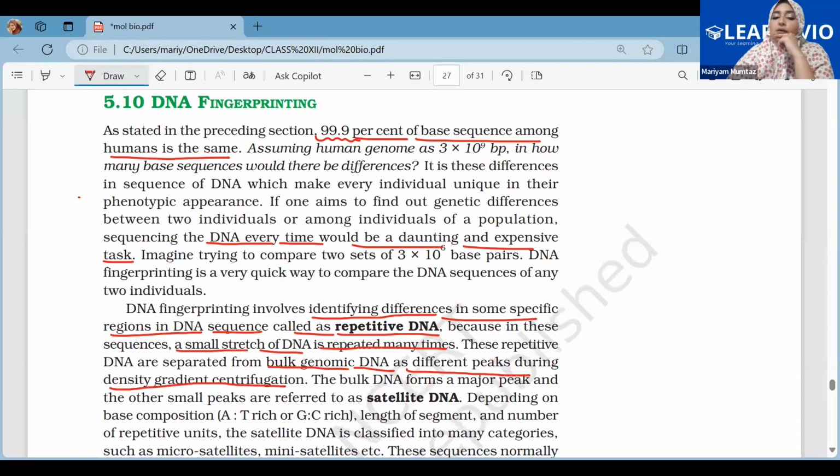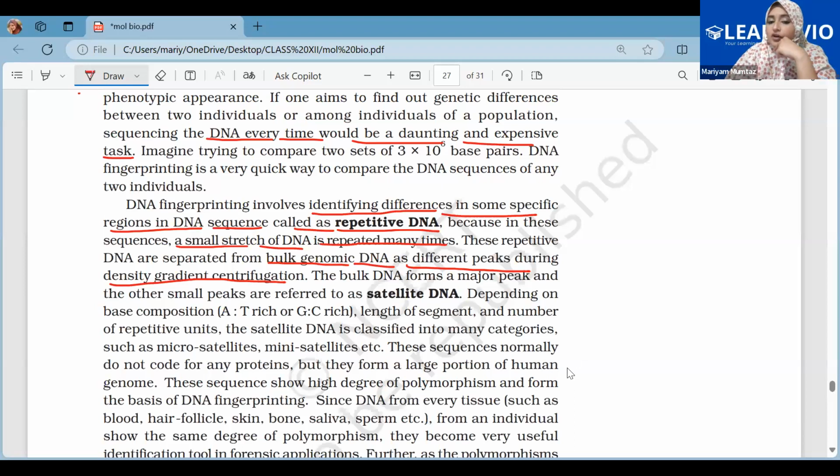You remember while we were doing that transformant experiment, when the genetic material was grown on heavier nitrogen isotope, it got to the heavier side. You remember after centrifugation, right? So when that density centrifugation was done, the bulk genomic DNA had different peaks and the repetitive DNA had different peaks. Now these repetitive DNA are of prime importance for us.